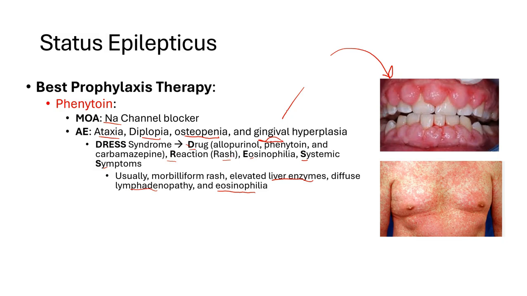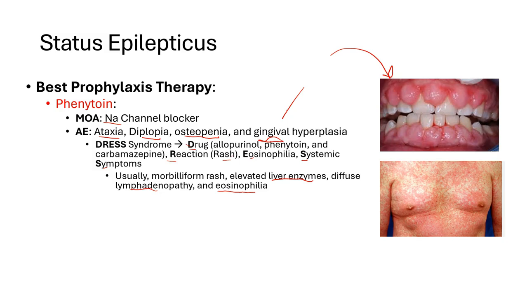Now, phenytoin, which I've not included on this slide, can also cause Stevens-Johnson syndrome and other abnormalities as well. But for the purposes of your exams, DRESS syndrome, which is really only caused by one of those three medications, would most likely be higher yield.